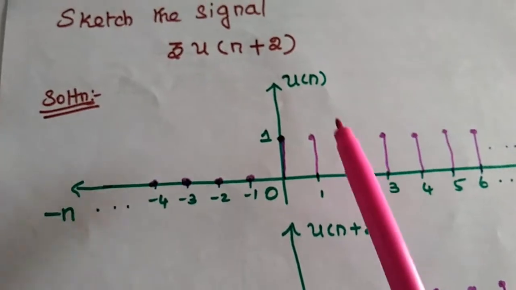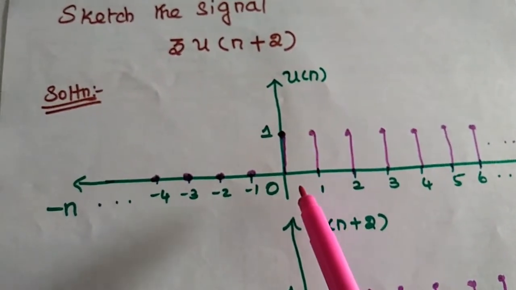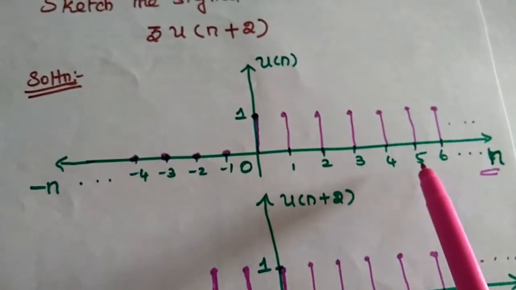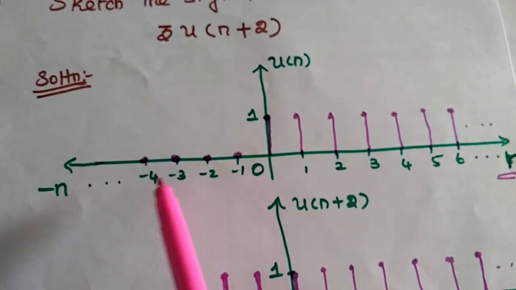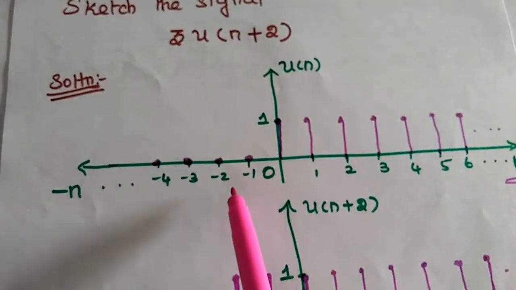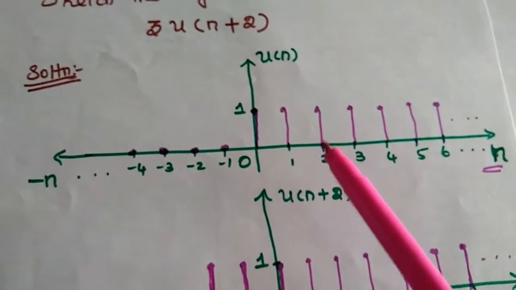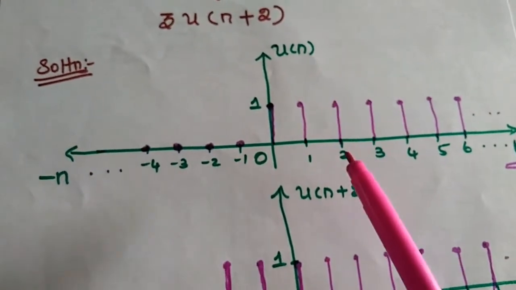So u of n is nothing but it has value 1 whenever n is greater than or equal to 0. Whenever n is less than 0, its value is 0. So this is the first step. We have to draw the u of n.